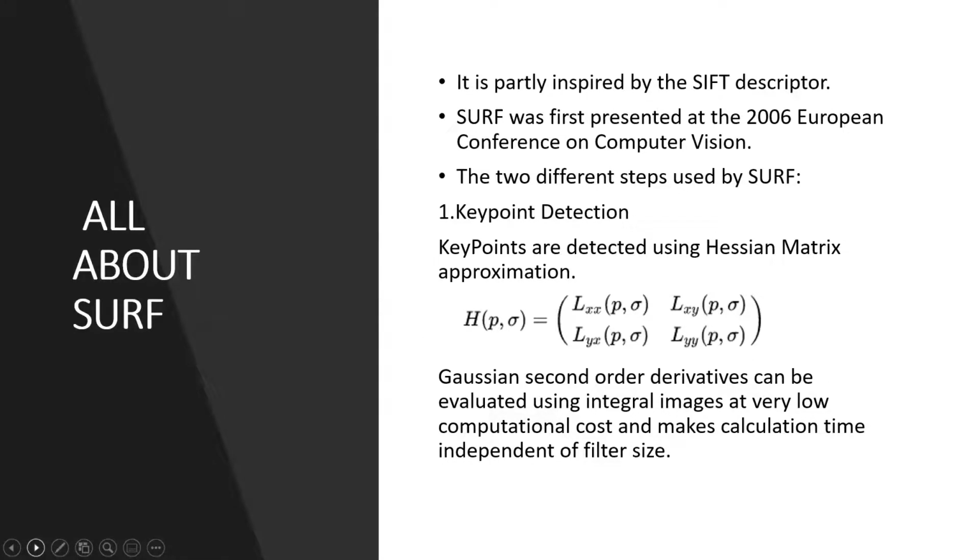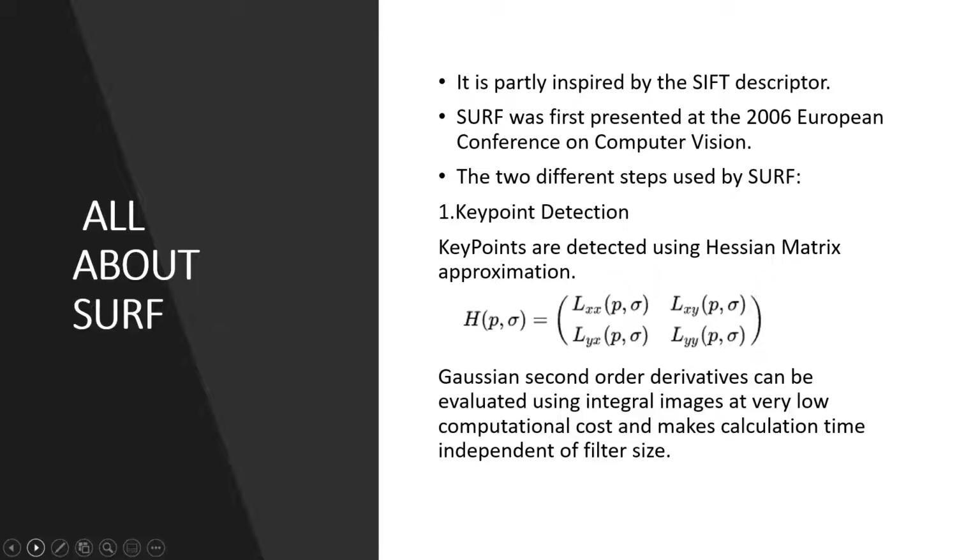Speeded Up Robust Features. It is inspired by the SIFT descriptor, and was first presented at the 2006 European Conference on Computer Vision, and has two different steps. Firstly, key point detection using Hessian matrix approximation, and the Gaussian filter in the case of SIFT is replaced by box filters. Second order derivatives of L are calculated using integral images, which completes at very low cost and makes calculation time independent of filter size.